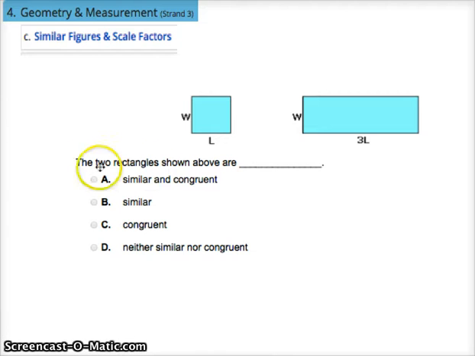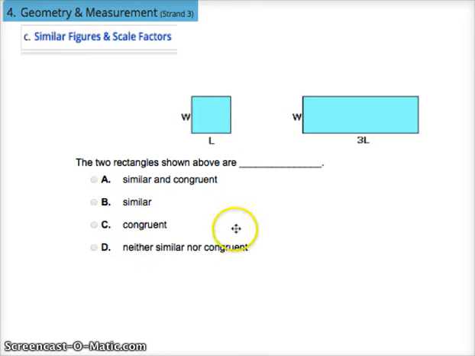This next example, the two rectangles shown above are similar and congruent. Okay, that could never happen. They're either going to be similar or congruent or neither. Well, W stayed W, but L turned into 3 times the length. So the width stayed the same, but the length is multiplied by 3. That is not possible for similar or congruent. Congruent means they're exactly the same, which they're not. And they're not similar either, so the answer is D.